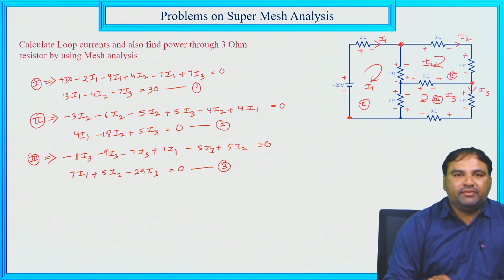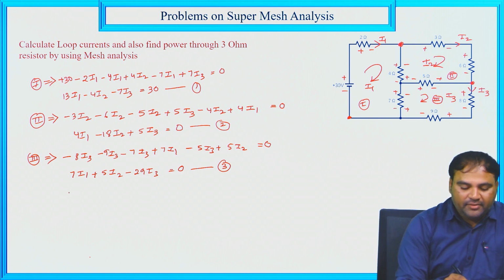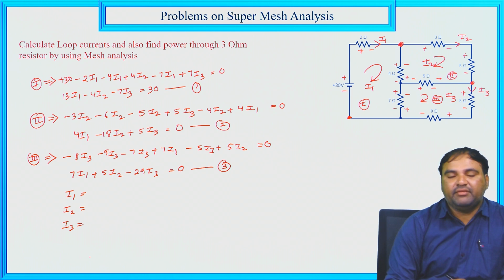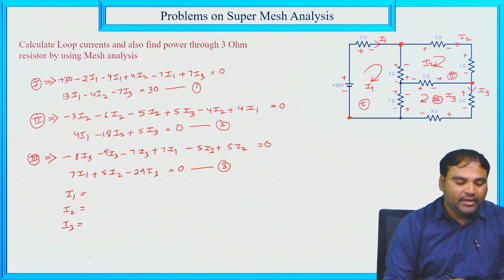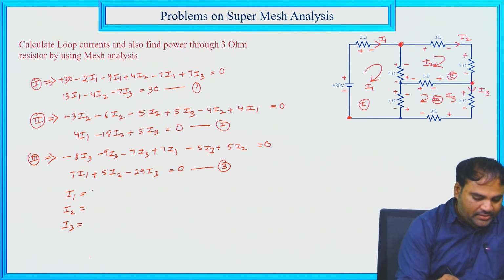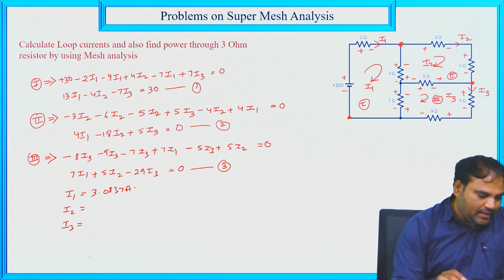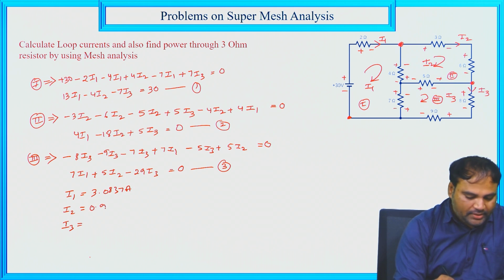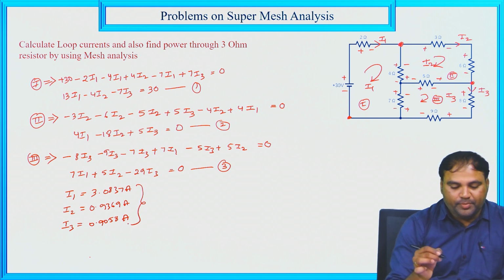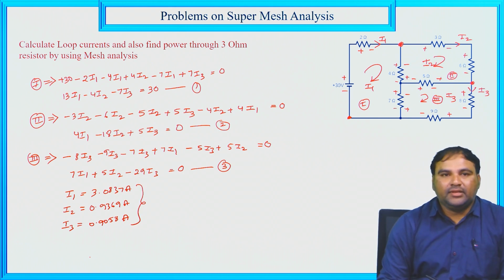Now by solving equation 1, equation 2, equation 3, we will get I1 value, I2 value, and I3 value. So here I1 is 3.0837 amperes and I2 is 0.9369 amperes and I3 is 0.9058 amperes. These are the loop currents for the 3-loop circuit.